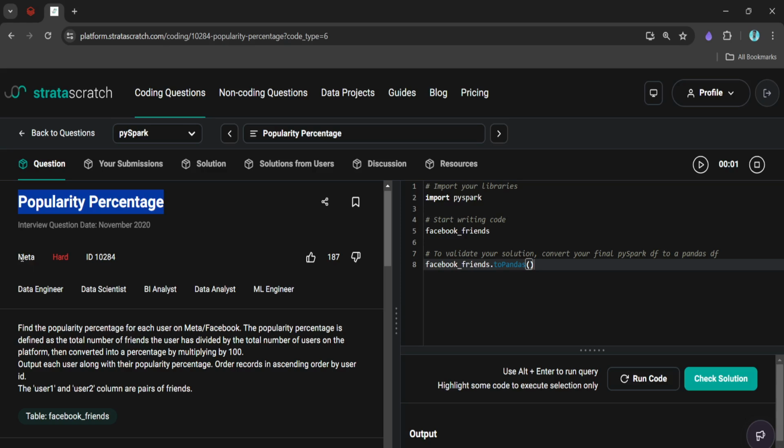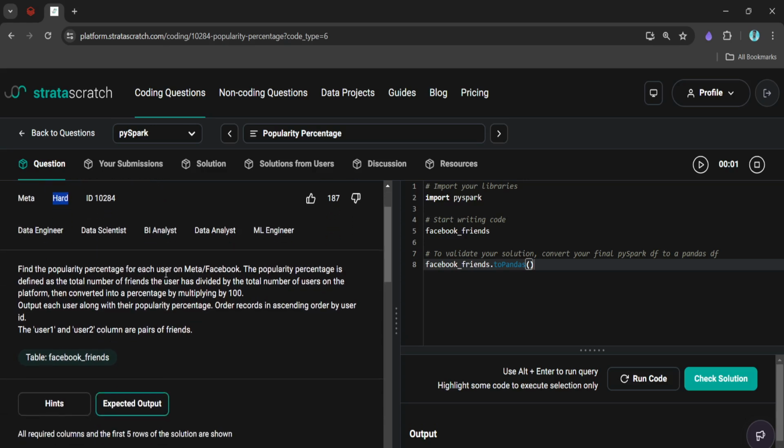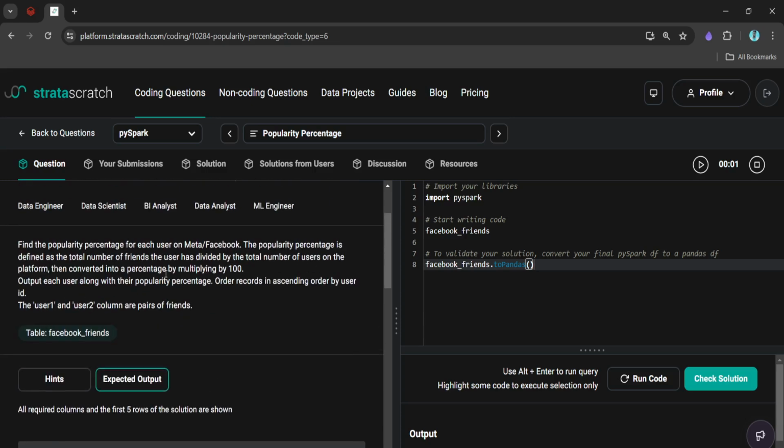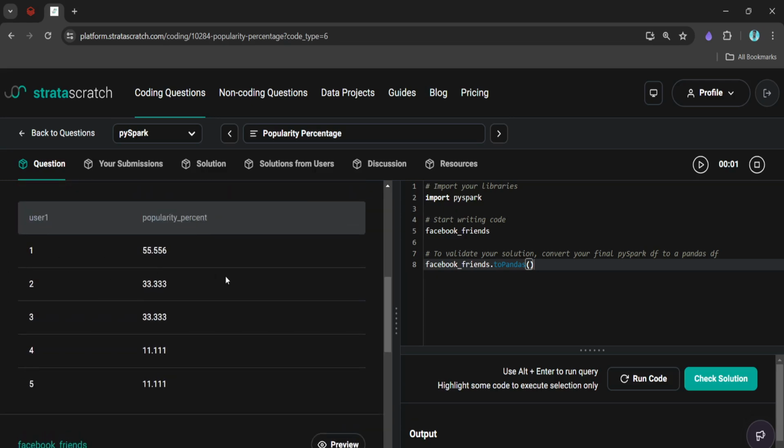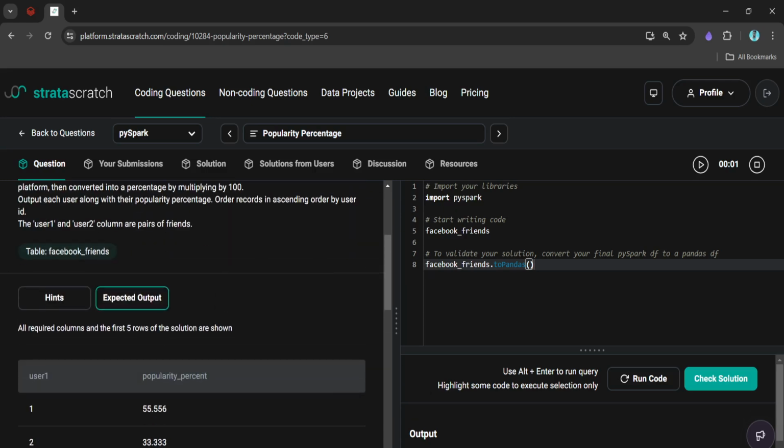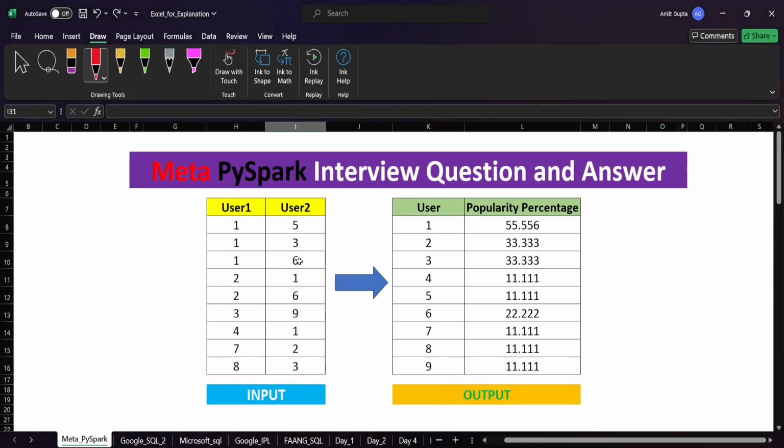This problem was asked in Meta in November 2020, and it is a hard category problem. I also found it very interesting because the concept we are using in this problem, you will see in a lot of problems. So let's try to understand the input and output and how this output is getting generated on the Excel sheet, right? So let's understand.